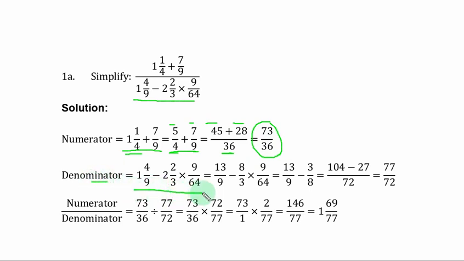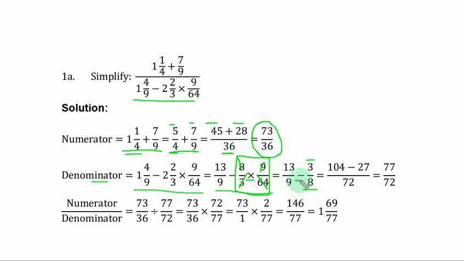You take the denominator, which is this, you change the mixed fractions to improper fractions, you have this result. Before subtraction, you need to multiply, following the rule of BODMAS. So you are simplifying these two fractions under multiplication. Now you can divide 8 and 64 by 8. So you have 8 here. You reduce 9 and 3 by 3. You have 3 remaining here. So you have 13/9 minus 3/8. Now you have subtraction.